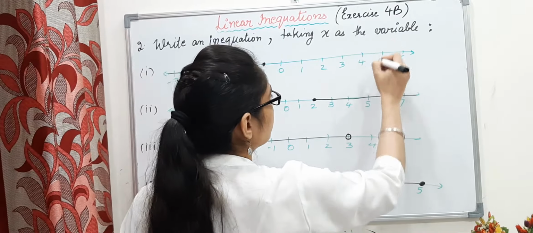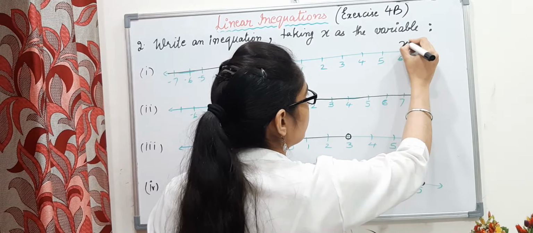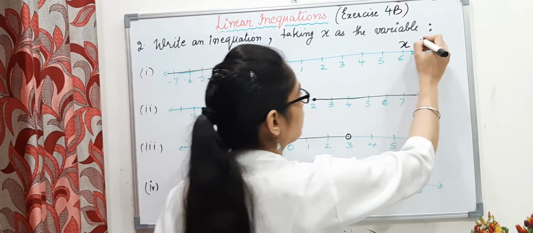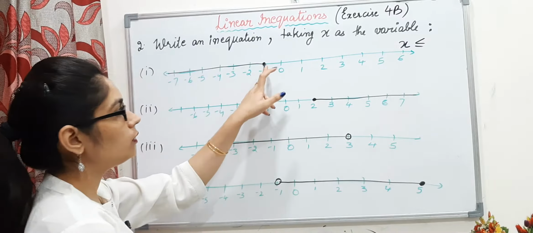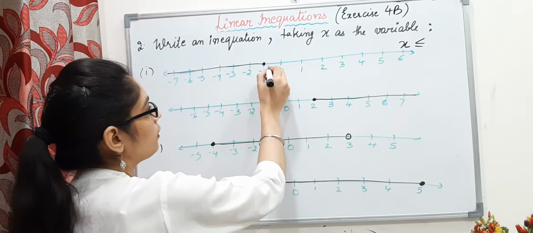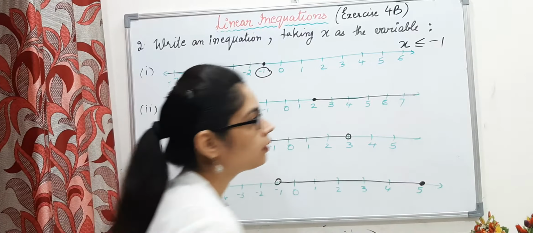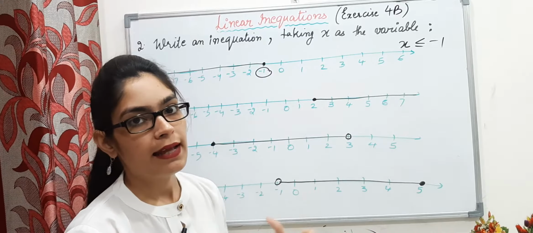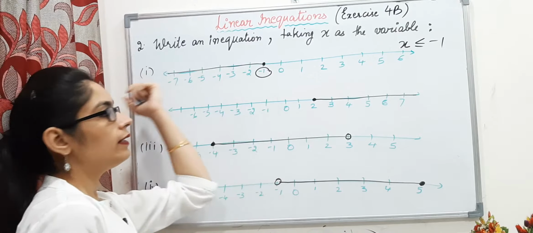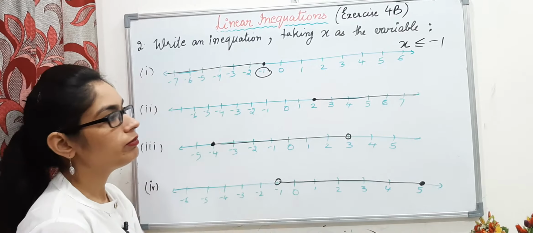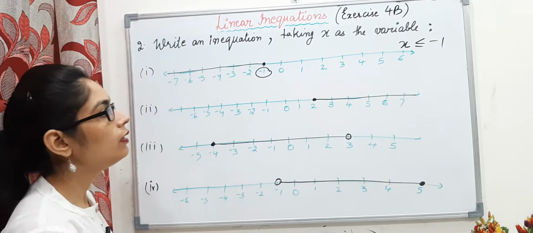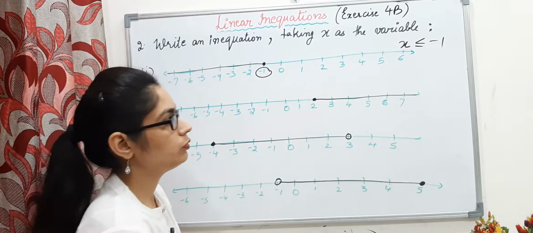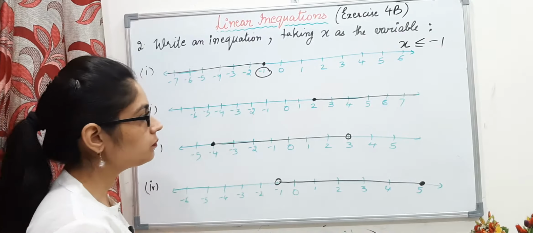So I can write for this one: x, since the left side means less than, and equal to also because of the dark dot. And what is the point? -1. Very simple. We have to take the variable x, so that's why I have taken x. This point is towards the left side, so left side means less than values will be there. So less than or equal to, because of the dark dot, and -1 is the point, so I have written this. This is the inequation for this one.